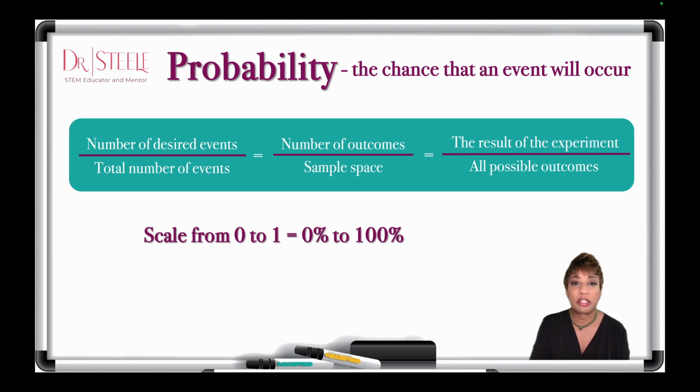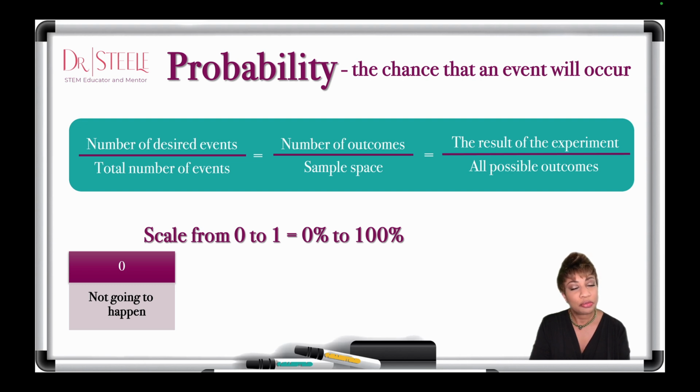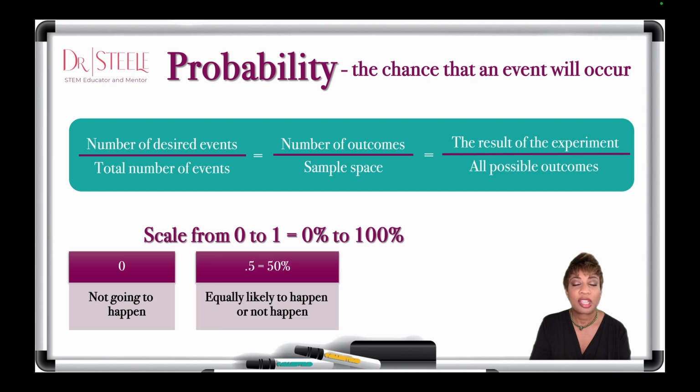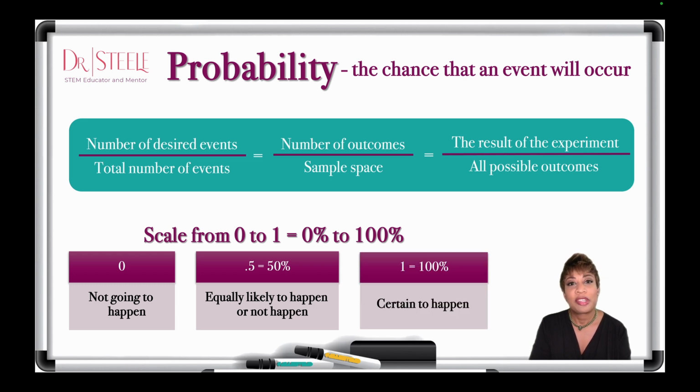Now, when dealing with probability, we have a scale from 0 to 1, or you can think of it as 0% to 100%, where if you have 0, it's nothing, it's definitely not going to happen. If you have 0.5 or 5/10 or 50%, then there's an equal chance of it happening as there is of it not happening. And then if you have 1 or 100%, it is definitely going to happen.